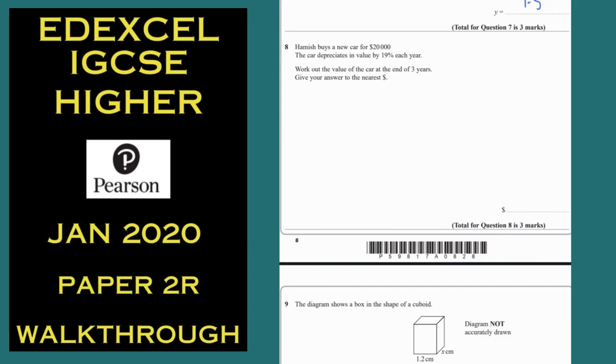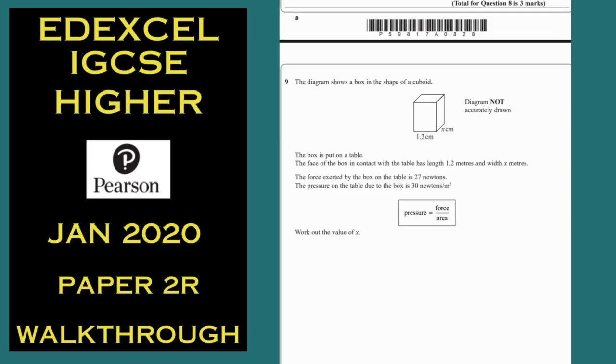On to 8, another bog standard. You've got your capital, in this case the value of a car. Depreciation means 19% off your 100, so it's 81%. So you multiply, you could write either as 81 over 100. I always prefer decimals. And it's 3 years. It's power of 3. My calculator spits out 10,628. It wants nearest dollar, so as always, do as you're told. 10,629.